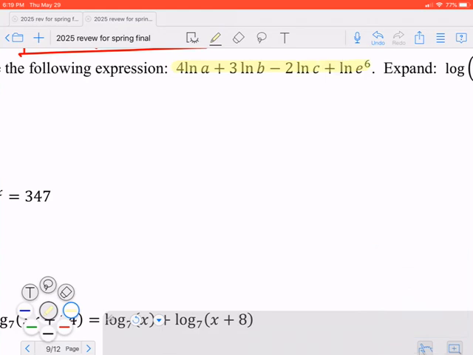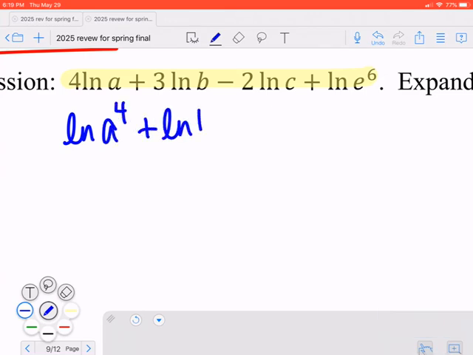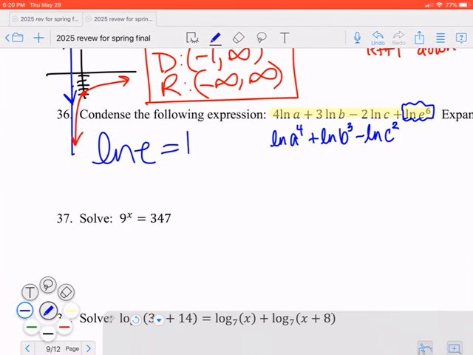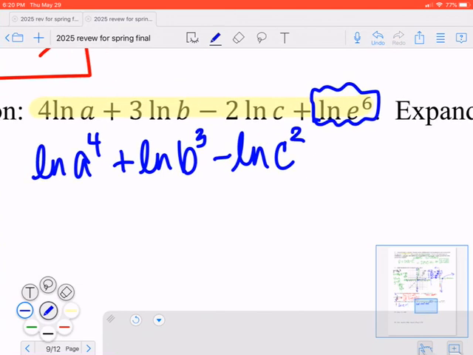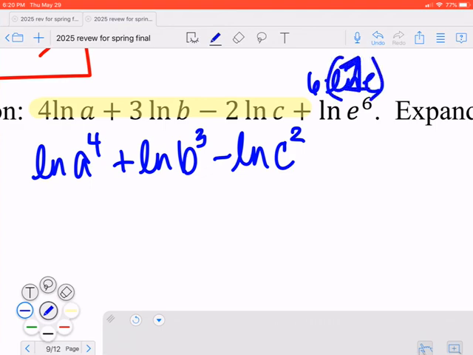Alright, so first I want to take any multipliers in front and write them as exponents. Natural log of a to the 4th plus natural log of b to the 3rd minus natural log of c squared. This one wasn't in front, it was already an exponent. And you've got to recognize the natural log of e is equal to 1. The natural log of e to some exponent, say m, is equal to m. Because what we do is we can take that 6 and throw it in front, 6 times natural log of e, and the natural log of e is 1, so 6 times 1 is 6.